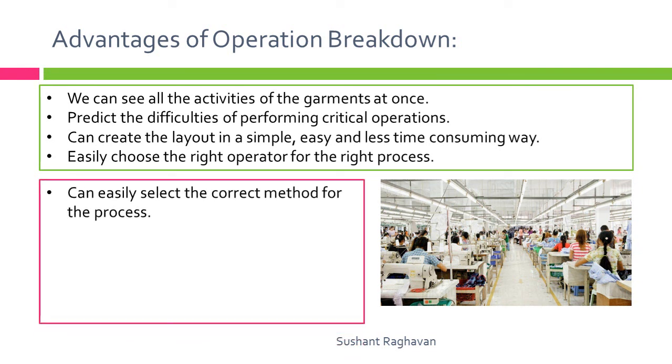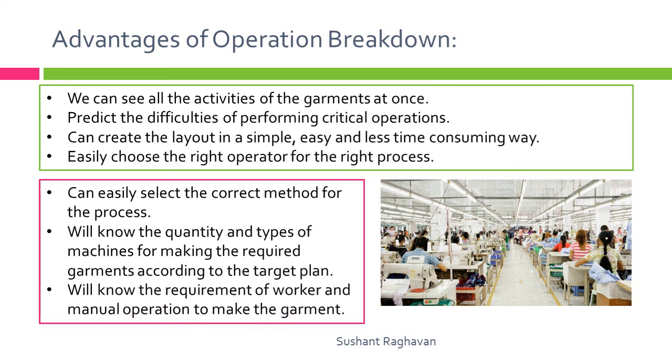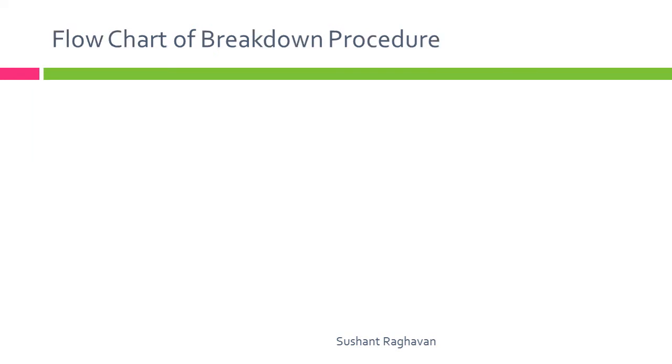We can easily select the correct method for the process. We will know the quantity and types of machines for making the required garments according to the target plan. We will know the requirement of workers and manual operations to make the garment. Flowchart of breakdown procedure.